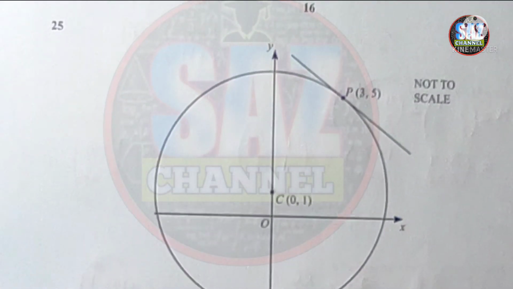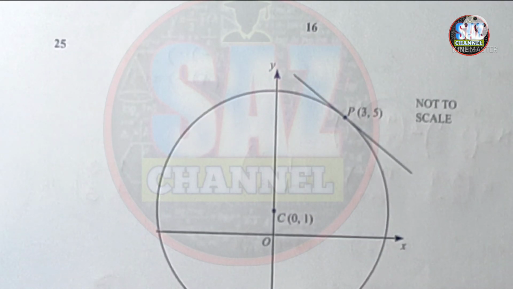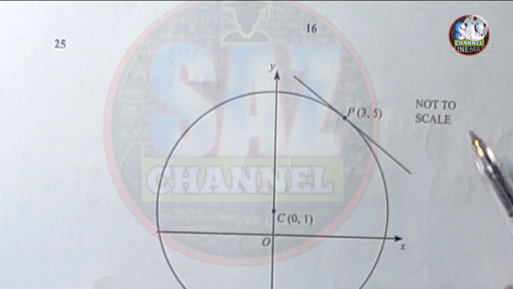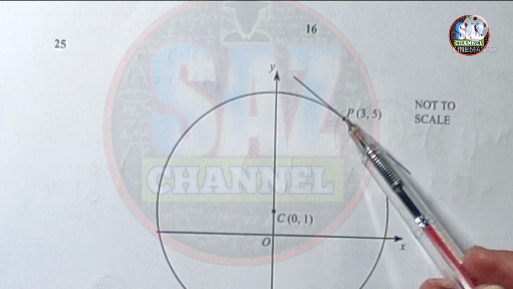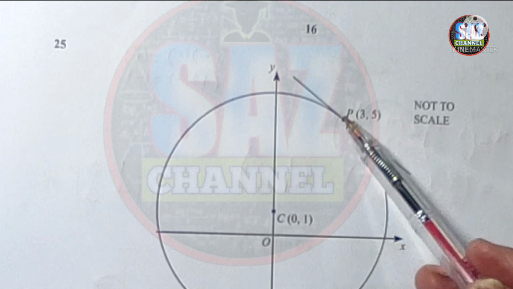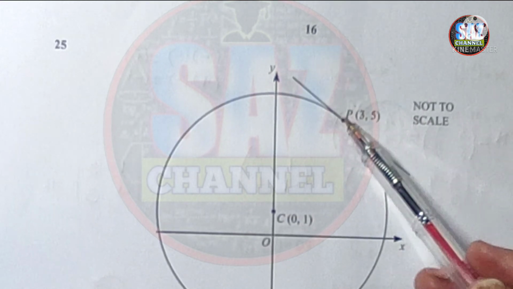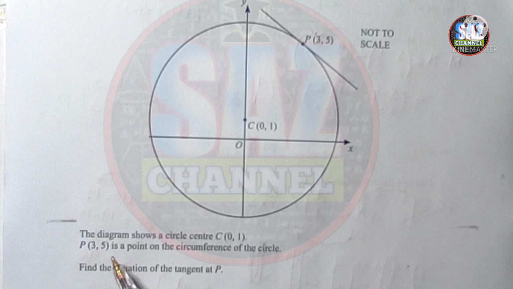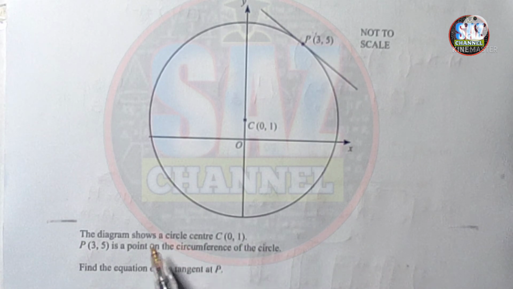This is question number 25, and I'll be completing the paper in my second session. In the question we are given a diagram of a circle, and a line is drawn that is touching the circle at one point. We know that a line touching the curve at a single point is called the tangent. The diagram shows a circle, center 0, 1. P 3, 5 is a point on the circumference of the circle. Find the equation of the tangent at P.